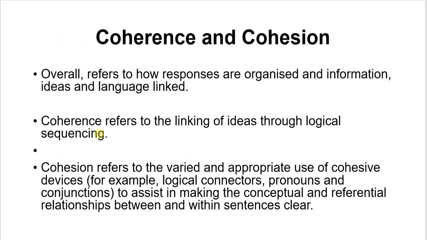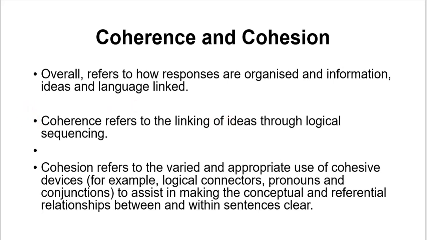So I'll cover both. The next one is coherence and cohesion. Overall, this refers to how responses are organized and how information, ideas, and language are linked. So for coherence, you should be able to arrange your ideas in logical sequence. Your ideas should be written in paragraphs. And this logical sequence of ideas, that is the paragraphs, should also be linked by appropriate cohesive devices such as pronouns, logical connectors, conjunctions, in order to give well-organized and clear information.